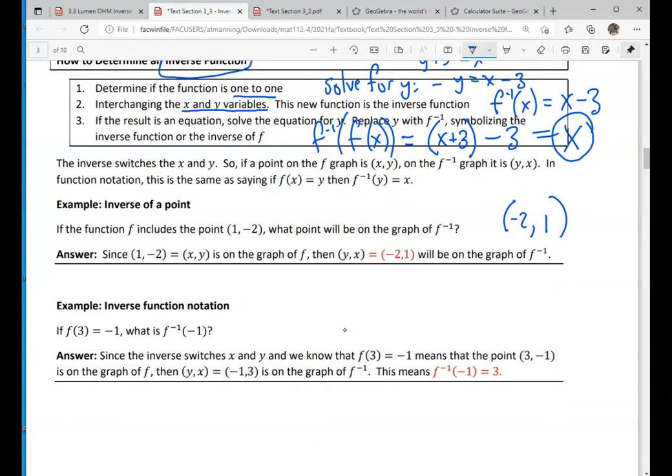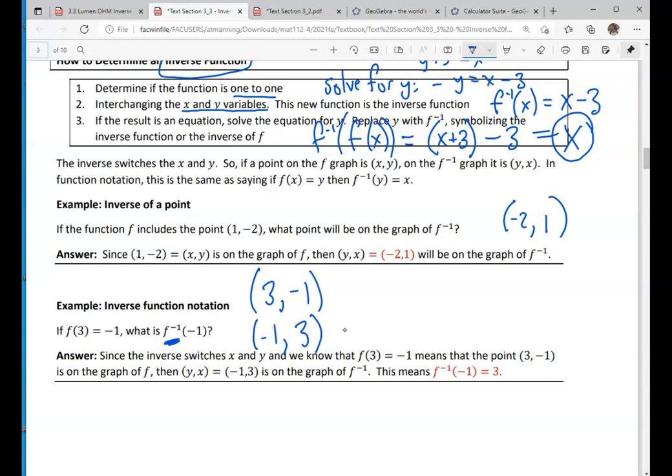Now this one is basically the same kind of thing. I know that an input of 3 gives me an output of negative 1. Well, there's my xy pair. Then I know that if you feed a negative 1 to the inverse function, by definition, the inverse function, if fed a negative 1 as input, will give you back what I started with in the original f.